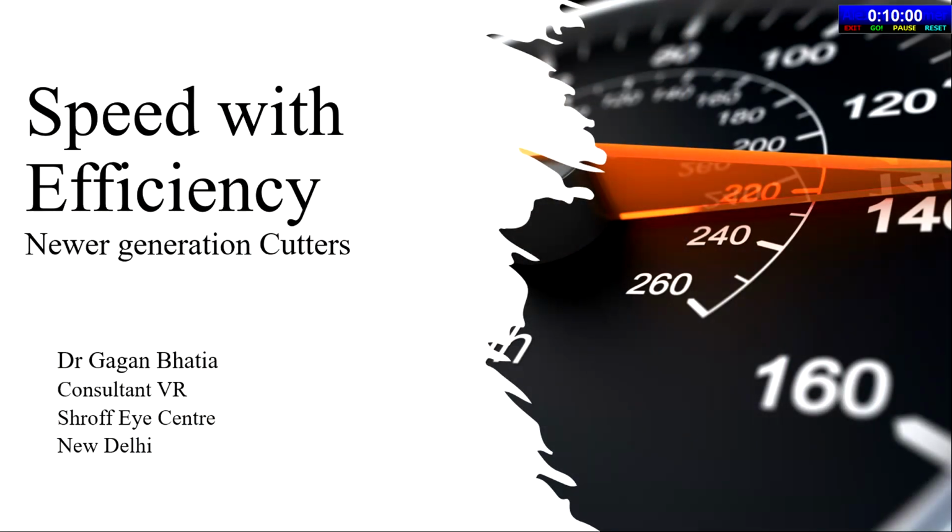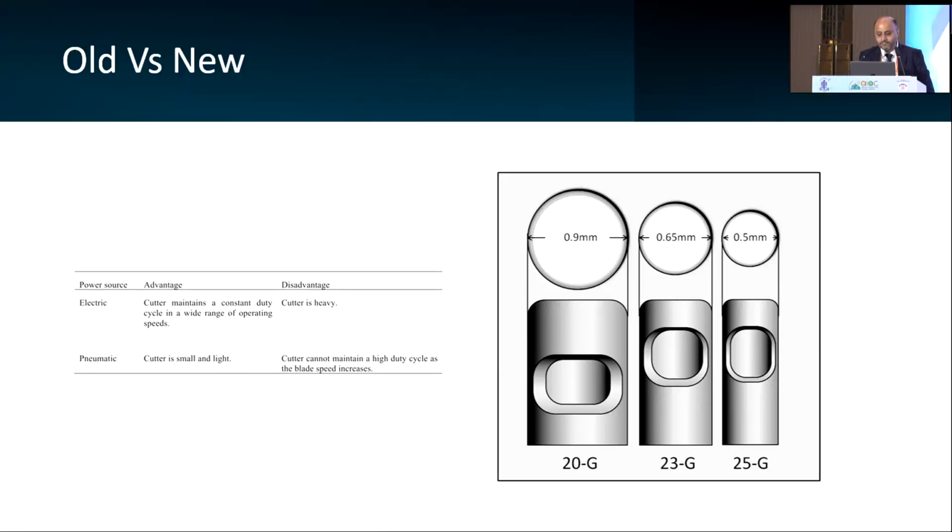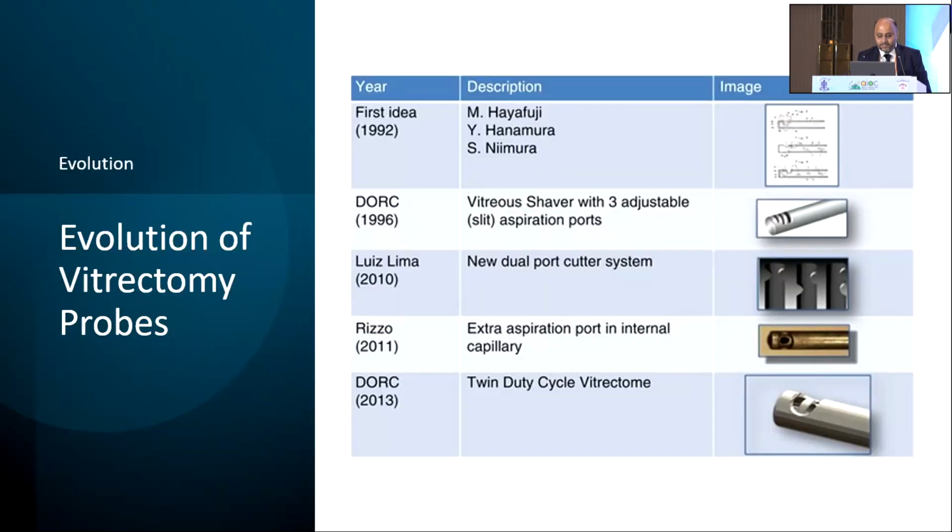In this, a few slides have been given to me by Alcon. We started with Machemer's MIVS design, which was a big cutter with fluidics also included in the cutter. Then from there, we moved to smaller gauges, from 20 gauge to 23 to 25. We all would have seen these three, the transition from 20 to 25 gauge cutters. Vitrectomy probes evolved through time, and one of the biggest evolutions was the twin duty cycle cutter, which cuts in the pro and the con phase.